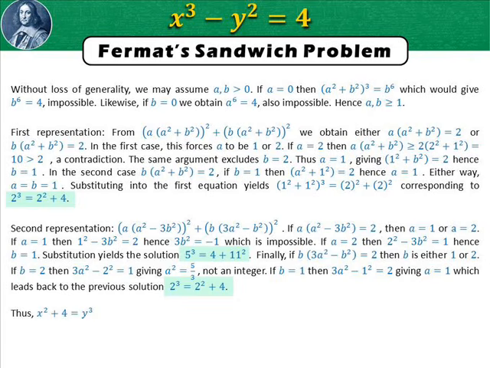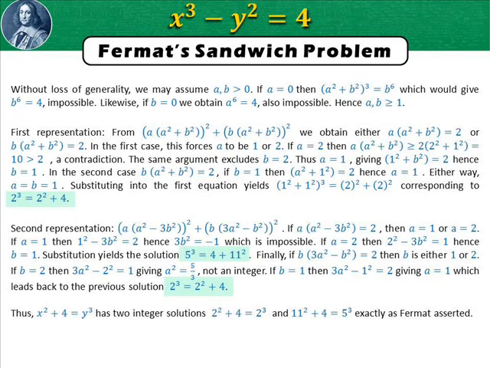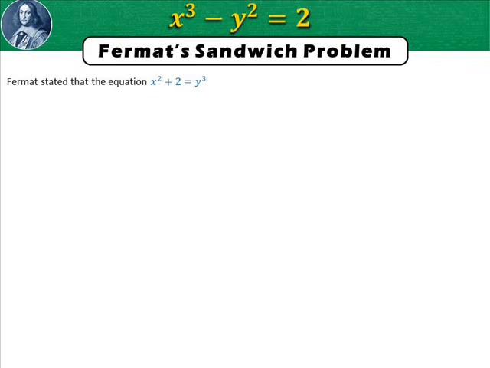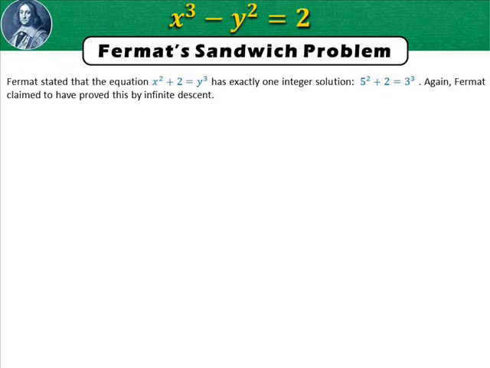Thus, the equation x squared plus 4 equals y cubed has two integer solutions, 2 squared plus 4 equals 2 cubed, and 11 squared plus 4 equals 5 cubed, exactly as Fermat asserted. Fermat stated that the equation x squared plus 2 equals y cubed has exactly one integer solution, 5 squared plus 2 equals 3 cubed. Again, Fermat claimed to have proved this by infinite descent.